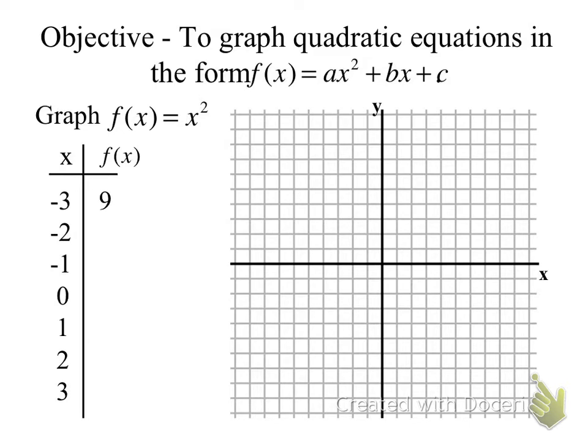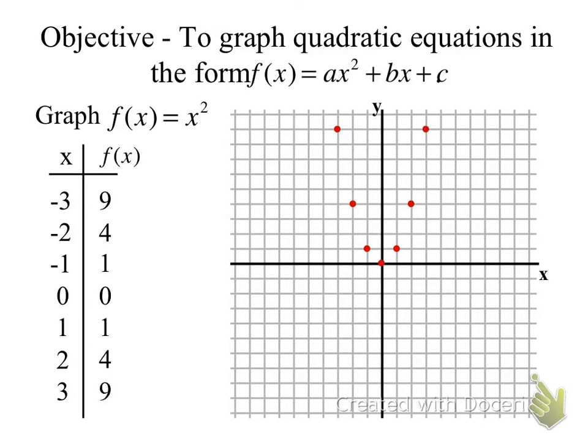So I plot that point. I go over 3, up 9. When I have -2 squared, what does it equal? 4. Okay, so I go over 2 to the left and up 4. -1 squared. 1. And then I plot it. 0 squared. Okay. 1 squared. Okay. 2 squared. 3 squared. Now, 3 squared is 9. Okay.